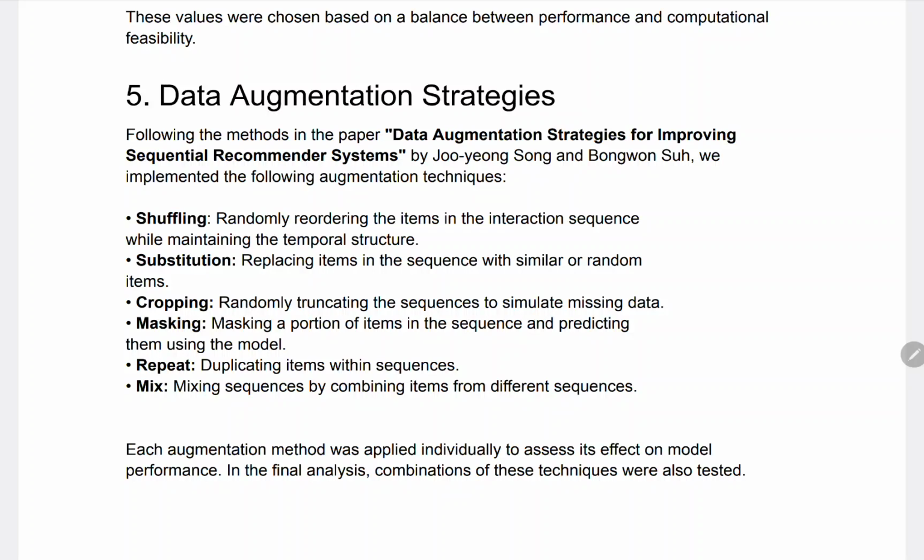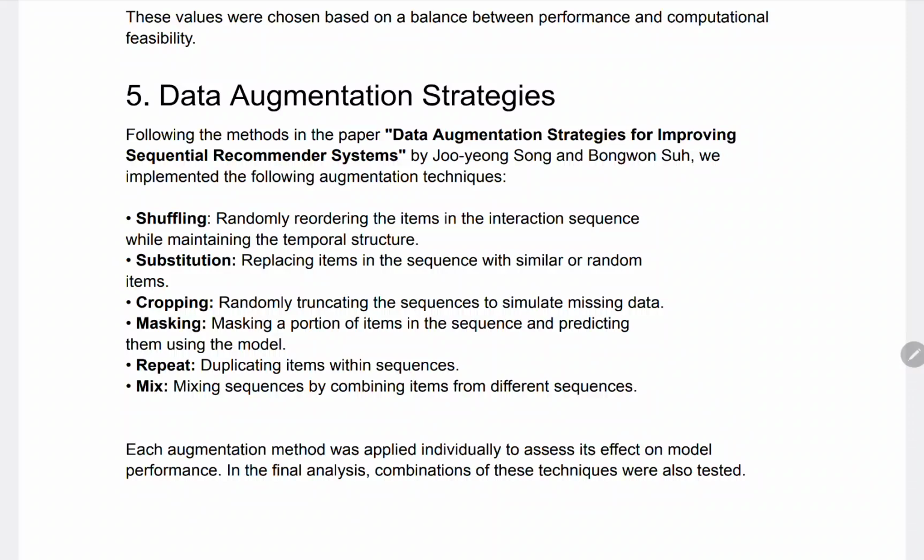These strategies manipulate user interaction sequences to create additional training data, like shuffling, substitution, cropping, masking, repeat, and mix. Shuffling rearranges items in a sequence while preserving the overall timeline. Substitution replaces some items with others either randomly or based on similarity. Cropping truncates sequences to simulate missing data, making the model more robust.